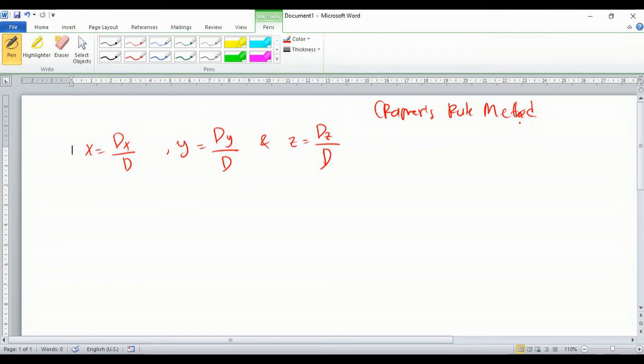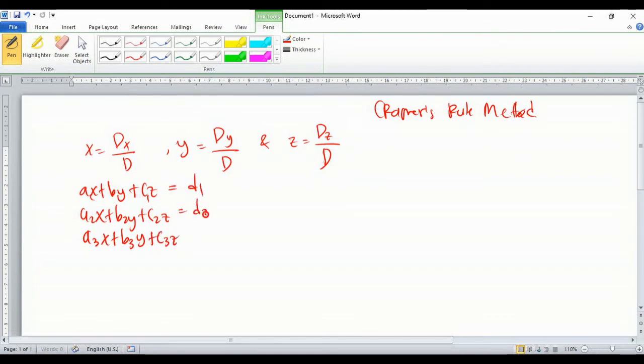Okay, so from here, let us say we have the equations, right? So a1x plus b1y plus c1z equals d1, a2x plus b2y plus c2z equals d2, and a3x plus b3y plus c3z equals d3, everyone. I give this recommendation for the three variable case. So for this, they're asking us x equals Dx over D.